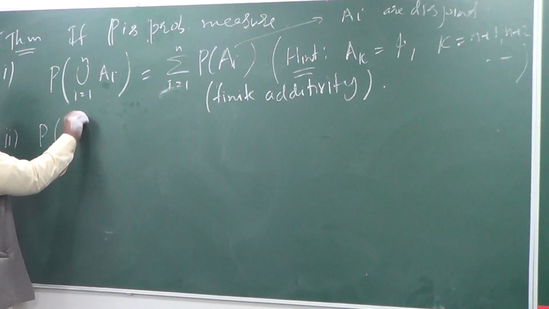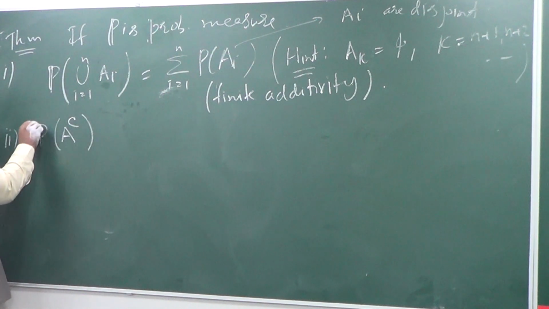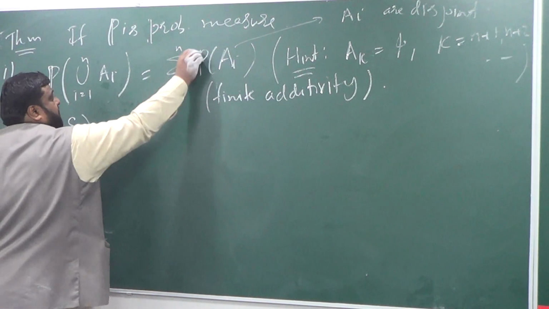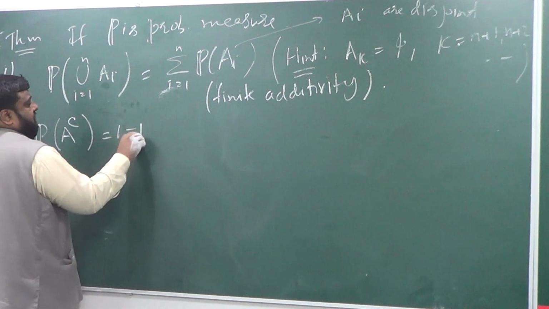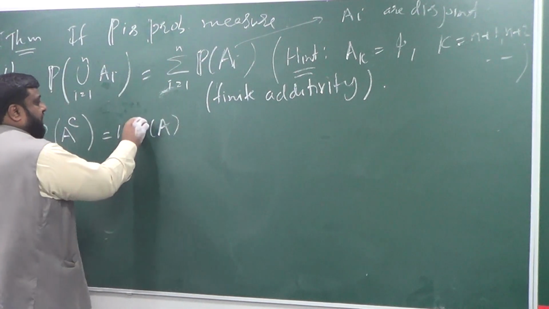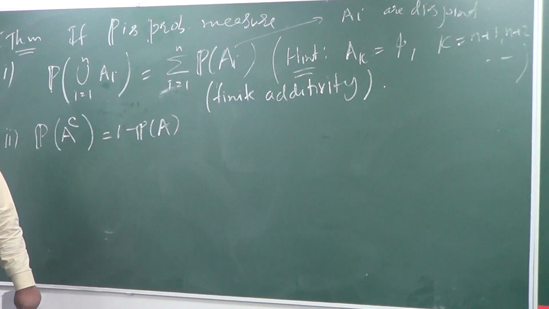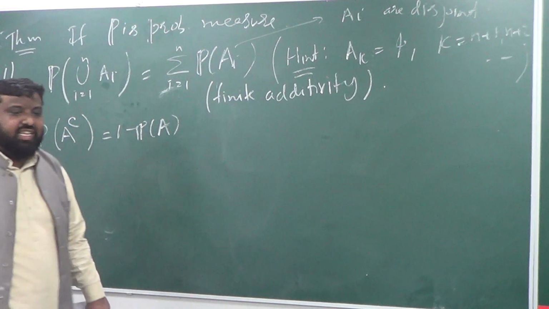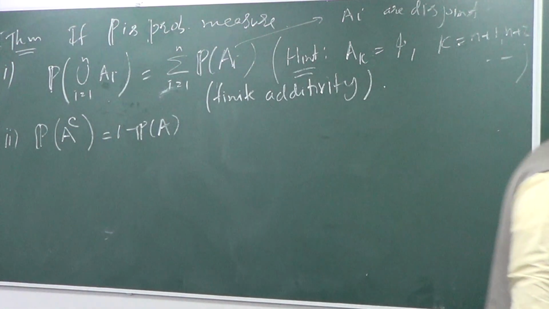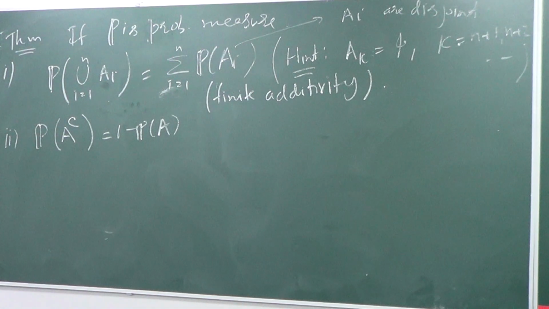How about the probability of A complement? It is 1 minus the probability of A. But try to prove it from first principles. Any guess? Think about it. Quick guess. It's not that difficult. Just use the first part, A complement.